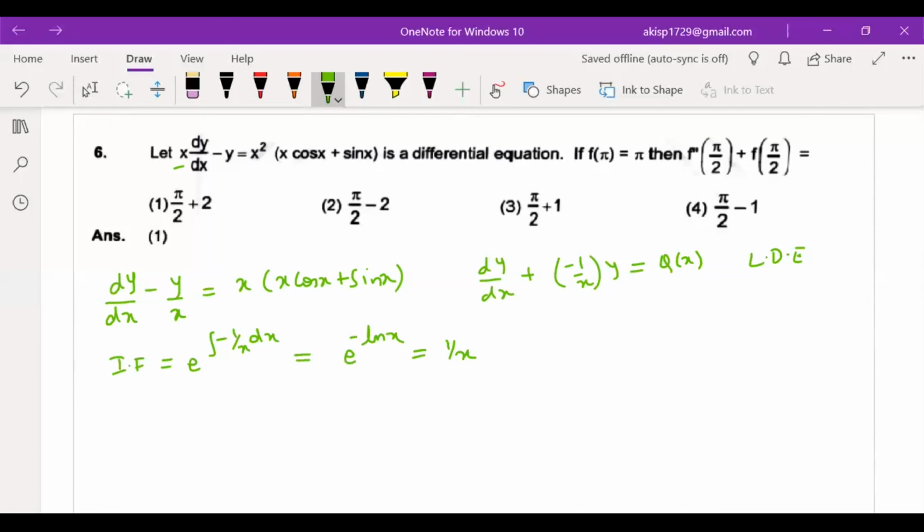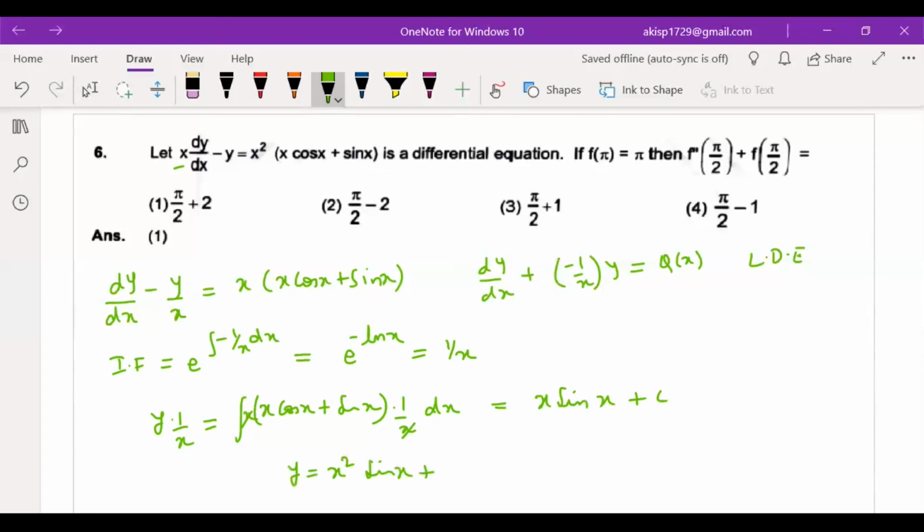So our solution is y into integrating factor is equal to integral of q of x into integrating factor. So x into cos x plus sin x. Why? Because this x and this integrating factor cancel off this dx. But the integral of x cos x plus sin x is nothing but the integral of x sin x only, because it's the derivative of x sin x. So this is just x sin x plus a constant. So what we have got, y comes out as x square sin x plus c times x.